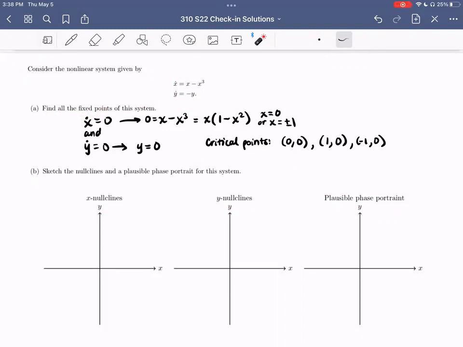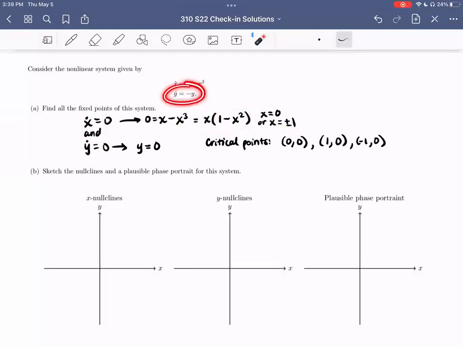The critical points are where x dot equals 0 and y dot equals 0 simultaneously. And those things happen at the same time. Well, for the equation for x dot, in this case, it's x minus x cubed. If we set that equal to 0, I can rewrite this by factoring out an x and write this as x times 1 minus x squared. This expression will be 0 when either x is 0 or when this factor is equal to 0, and that happens when x is plus or minus 1.